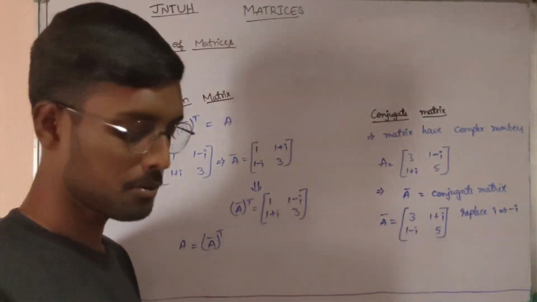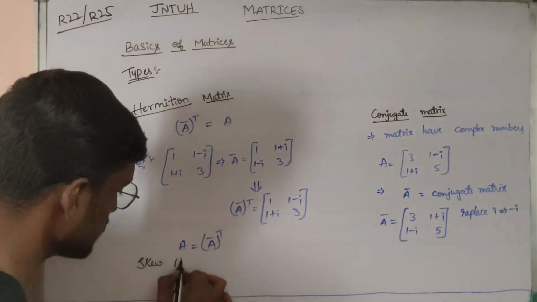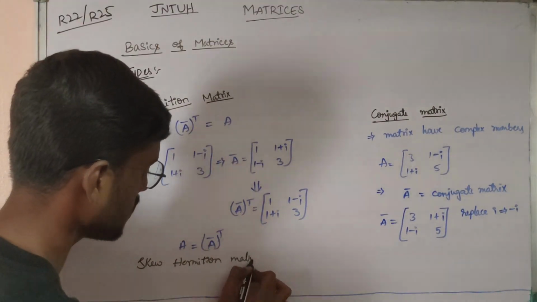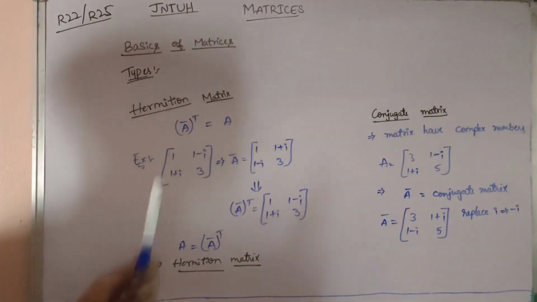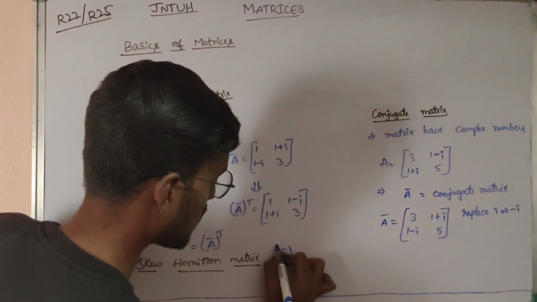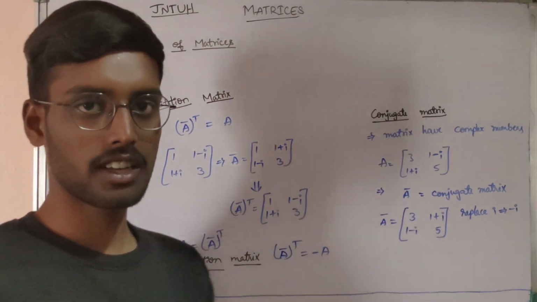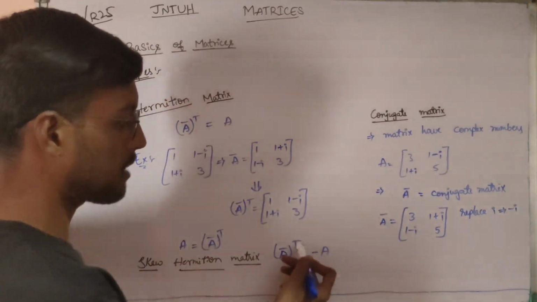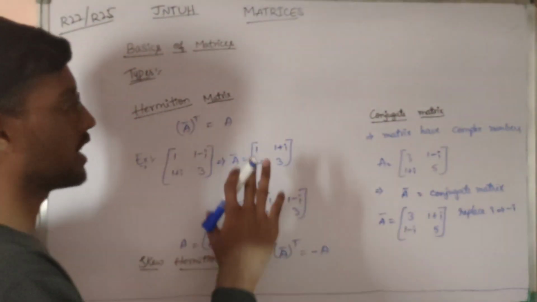Simple. Next, skew Hermitian matrix. Skew Hermitian matrix is exactly opposite to the Hermitian matrix. A conjugate transpose is equal to minus A. It is similar to symmetric and skew symmetric matrices, as Hermitian and skew Hermitian matrices. When we perform the transpose of A conjugate, we get minus A as the resultant. This is called a skew Hermitian matrix.